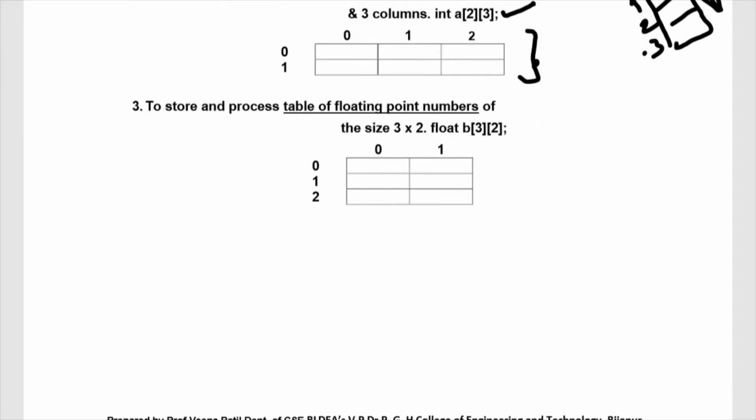Similarly, you can see here we had stored integer type values. I can also store float type values. If I am going to store floating type values, I can declare it as float. Here is an example of a 3 by 2 array. 3 by 2 array means 3 rows. Always remember rows come first, then columns, just like our matrix, row into column. So 3 rows and 2 columns.